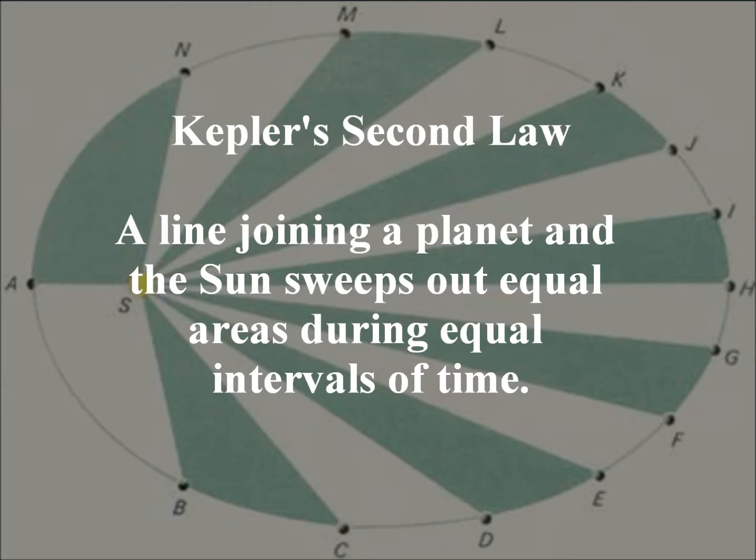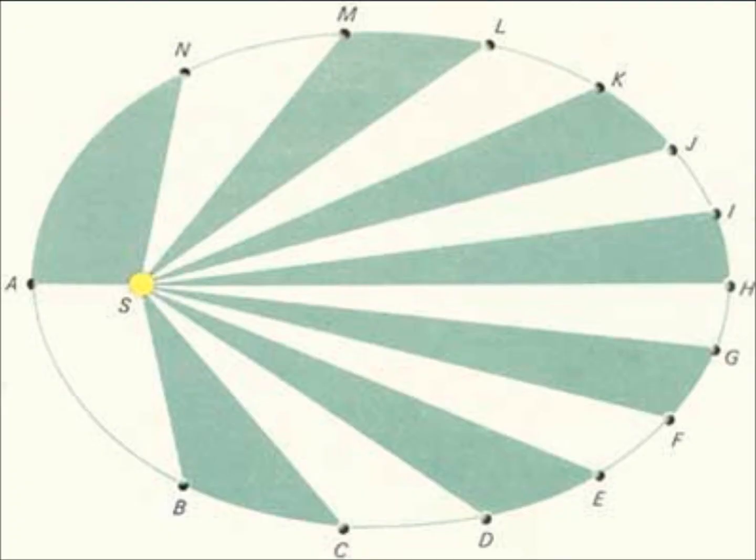Kepler's second law. A line joining a planet and the sun sweeps out equal areas during equal intervals of time. This means that as each planet moves closer to the sun, it also moves faster. Likewise, every planet moves slower as it gets farther from the sun.